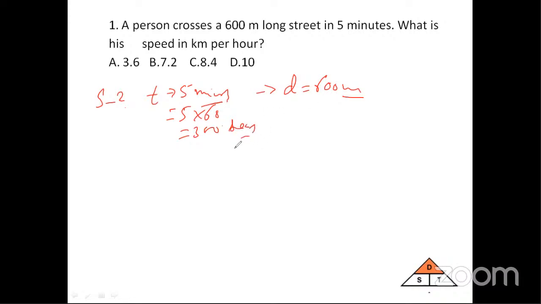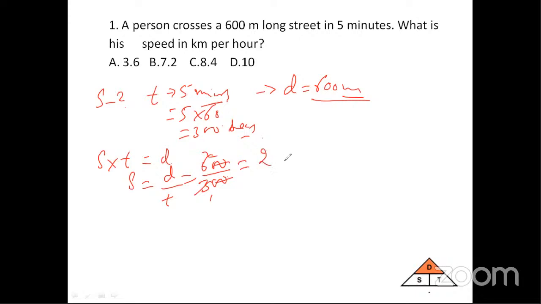So now we will calculate speed. We know the formula, speed into time is equal to distance, and speed is equal to distance by time. What is the distance now? 600 meters. 600 meters divided by time, which is 300 seconds. So these two zeros can get cancelled. 3 ones are 3, 3 twos are 6. So we get speed as 2 meter per second.